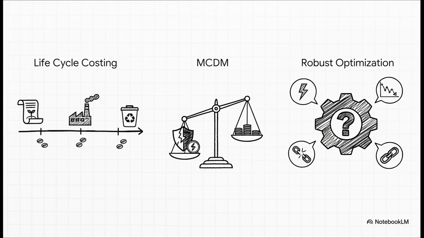First, with lifecycle costing, we stop thinking about just the upfront sticker price. We analyze every single cost, from the moment a project is born all the way to its disposal. Then, with multi-criteria decision-making, we get a structured way to weigh things that aren't just about money, like trying to balance project safety against project cost. And finally, robust optimization helps us stress test our decisions against the unexpected, really preparing us for those worst-case scenarios.